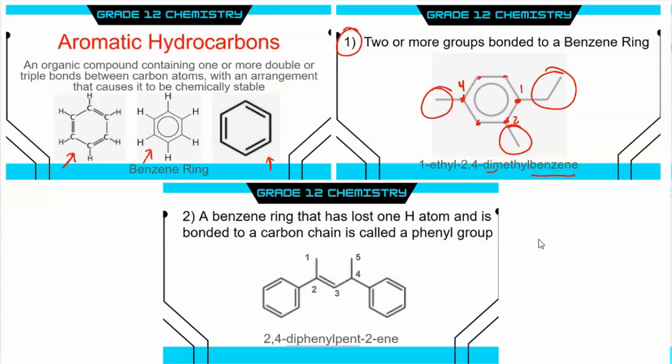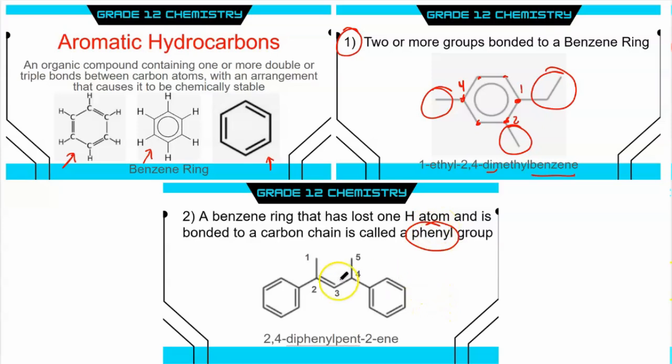So that's when we have groups bonded to the benzene ring. But what would happen if we have a long carbon chain and we attach a benzene ring as a group itself? In that case, the benzene ring is going to be called a phenyl group.